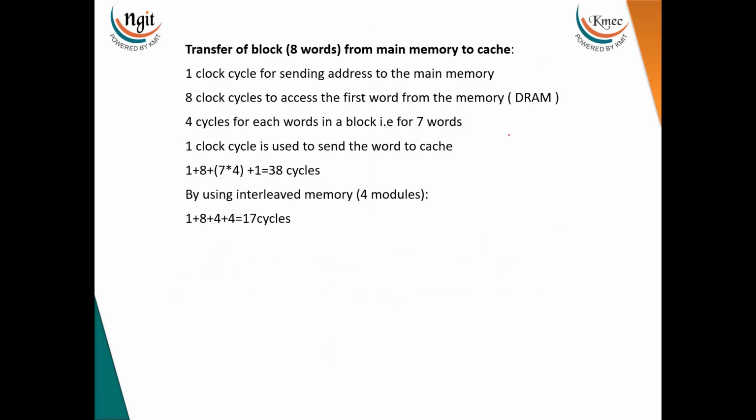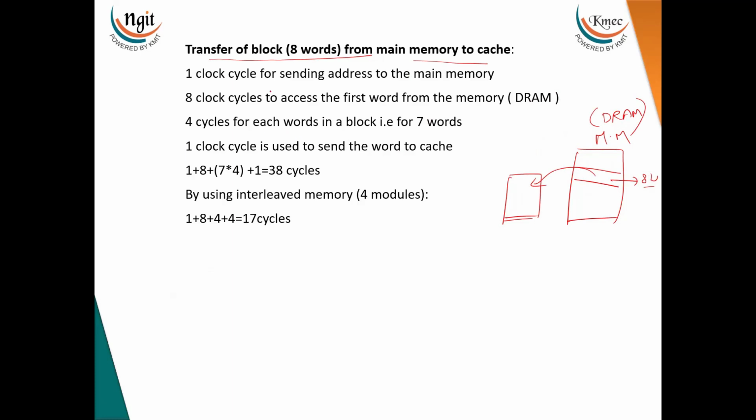Now here one example is given: data transfer of a block from main memory to the cache memory. This is the cache memory, and this is the main memory, which is designed with DRAM. DRAM is slow compared to the cache memory. Cache memories are designed with SRAMs. Now a few specifications are given. A block of data needs to move from main memory to the cache memory. The block size is 8 words.